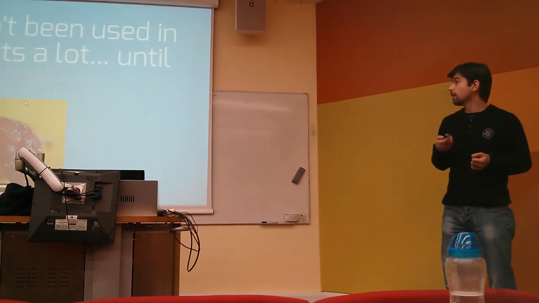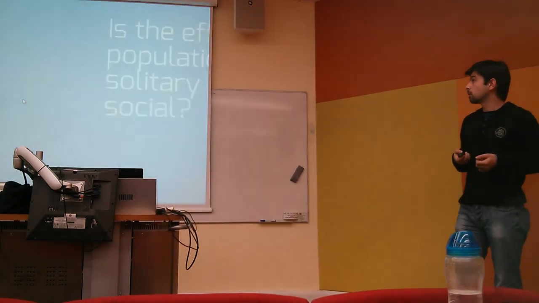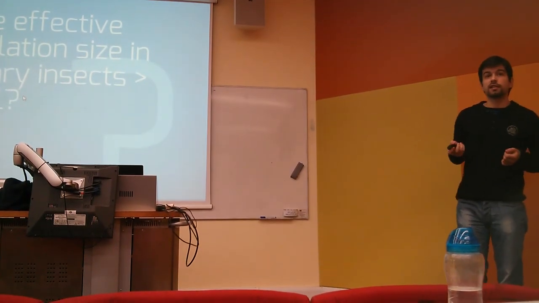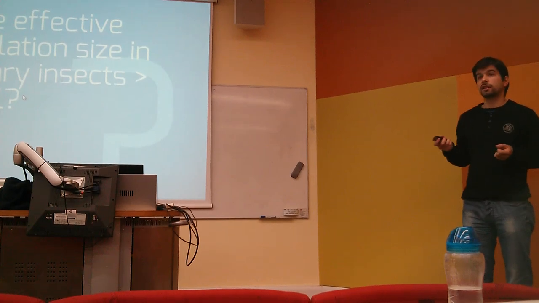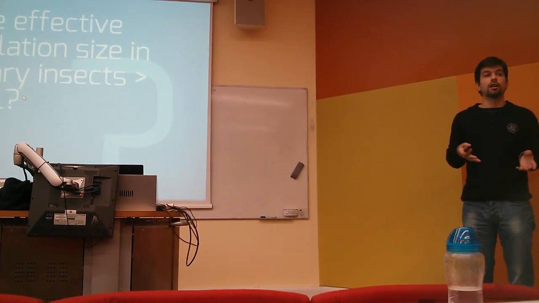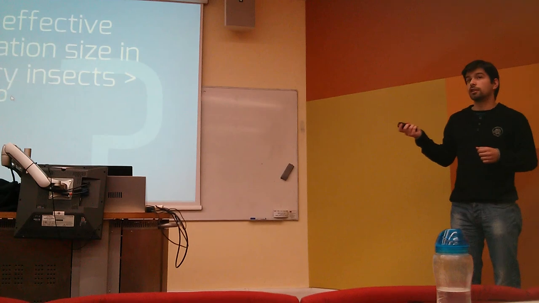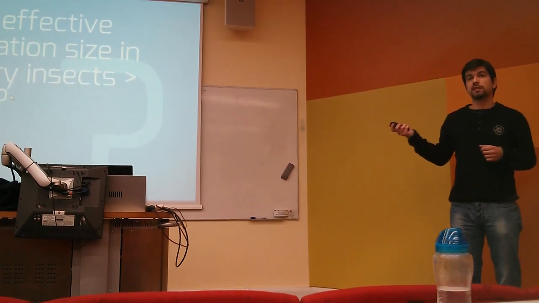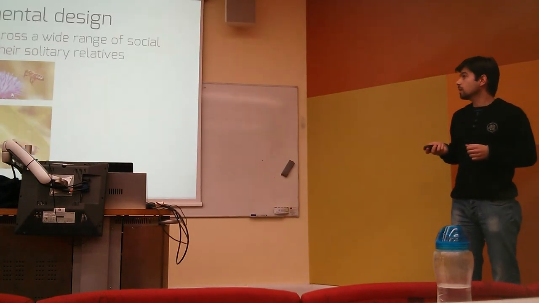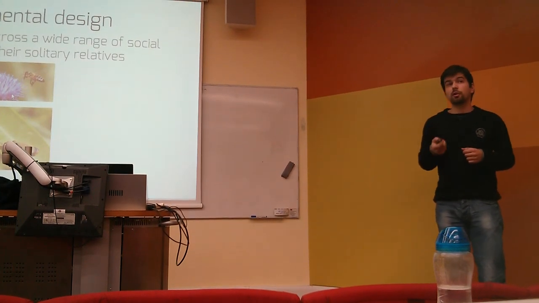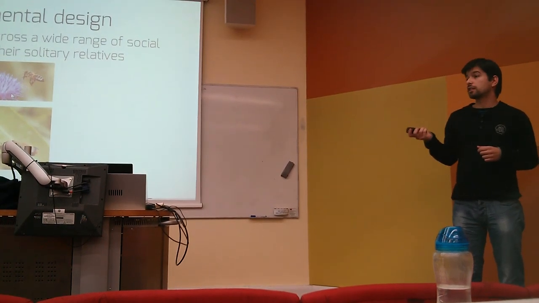So what we expect to do is use the PSMC to answer some evolutionary questions in insects. For example, one of them could be, is the effective population size bigger in solitary insects compared to social? That would make sense because in social colonies you have fewer individuals reproducing, and it seems to be the case in other papers, but we hope to use the PSMC to have better confidence in answering this question. To answer the question, I will have to run the PSMC across a wide range of genomes from social insects and their solitary relatives.